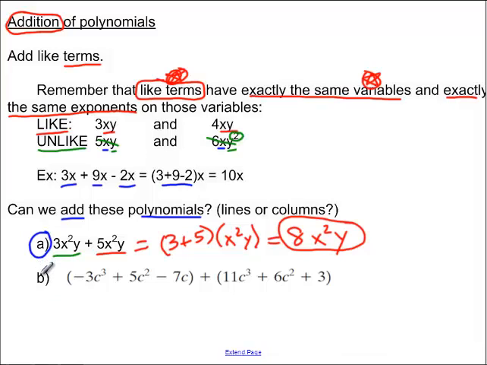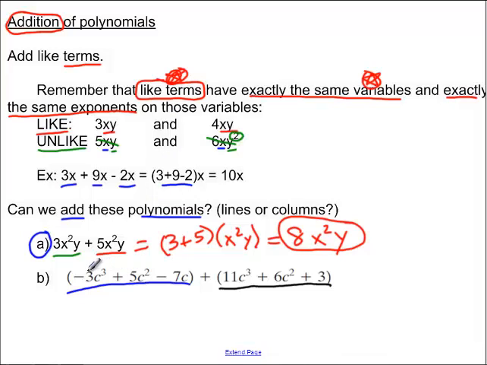Here's question B. Here's a polynomial, and let's make this one blue. We'll underline this one in blue. There's my blue polynomial. And we'll underline the other one in black. There's my black polynomial. So I've got two polynomials. Can we add them up? Well, let's see, the question is, can we add up the polynomials? Well, we can add polynomials if we can add the like terms.